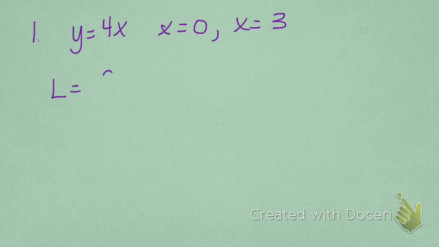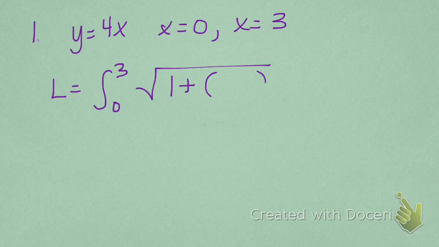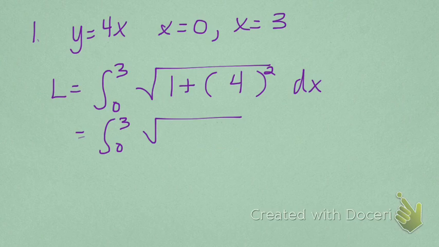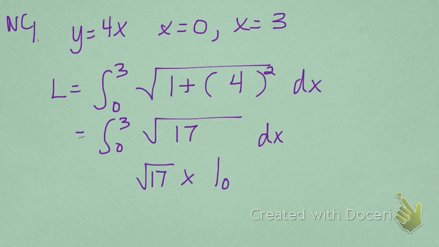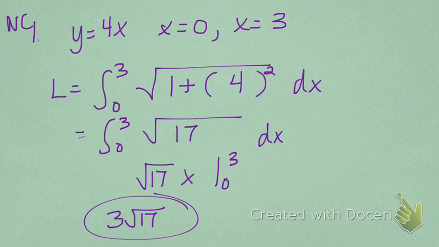The arc length is going to be the integral from 0 to 3 of the square root of 1 plus the derivative squared. The derivative in this case is 4, so it would be 4 squared. So we get the square root of 1 plus 16, which is 17. This is a no calculator question, so I'm going to continue working this out. The integral of the square root of 17 would be the square root of 17 times x, evaluated at 0 and 3. So that would be 3 square root of 17 minus 0, so 3 square root of 17 should be the arc length.